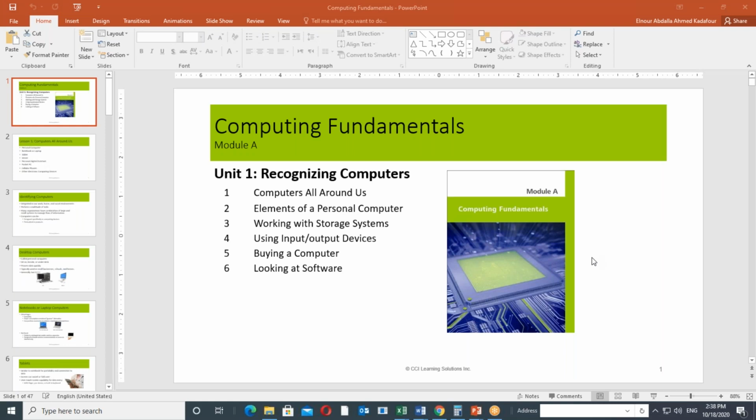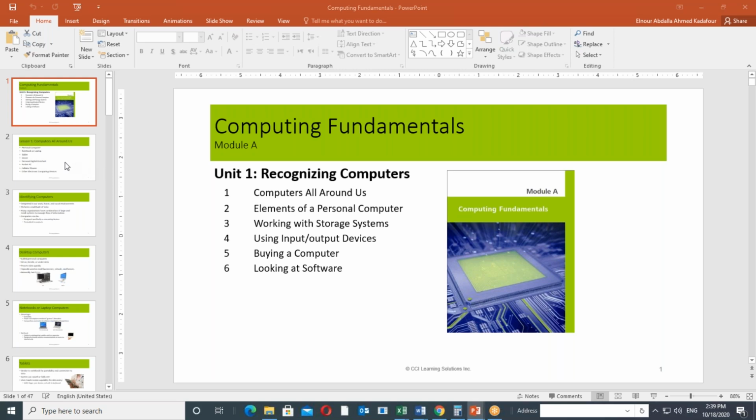Computing fundamentals. In this unit, we need to recognize computers in terms of what? Computers all around us, elements of a personal computer, working with historic systems, using input and output devices, buying a computer, looking at software. So six points need to be covered in Unit 1 under the title Computing Fundamentals.